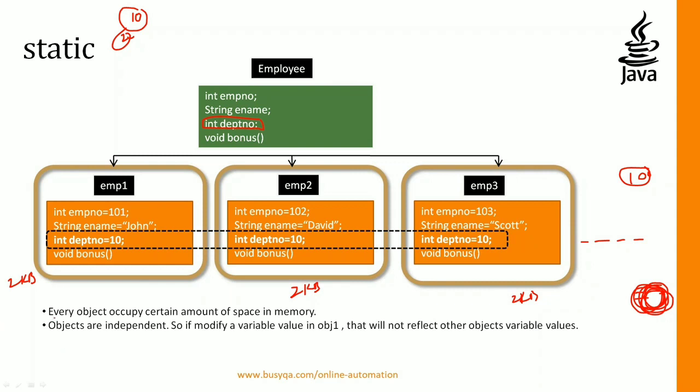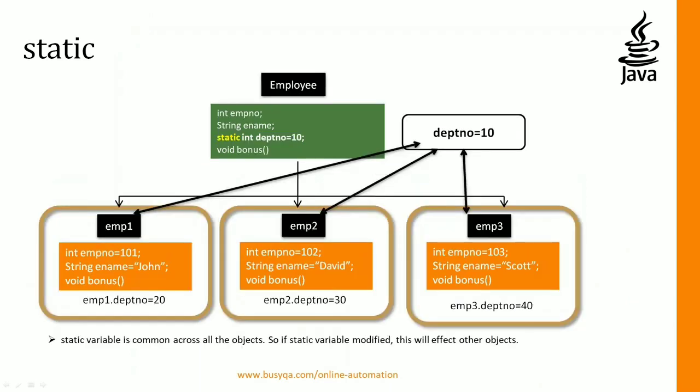So what are the two problems? Every object occupies a certain amount of space in memory, so every variable also occupies memory. That's one problem. Second, objects are independent. These objects are completely independent, and nowhere related. So if I modify the variable value in object 1, suppose it becomes 20 now, that will not affect other objects because every object is independent. So we need to modify this value in every object. That is another problem we have. So how can we overcome these two problems? By using static.